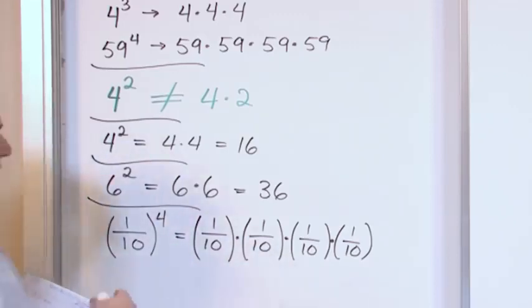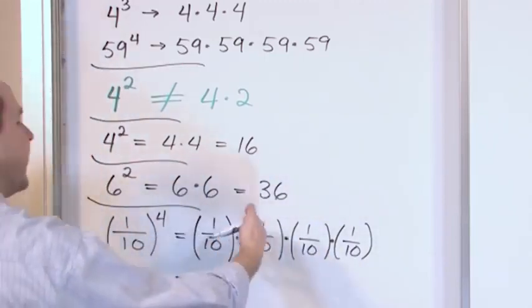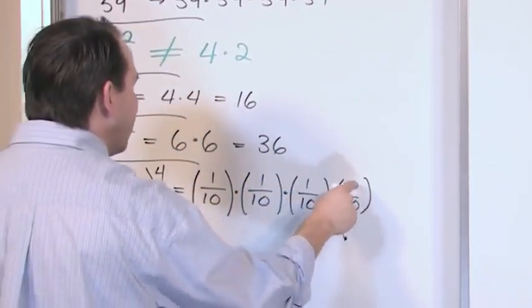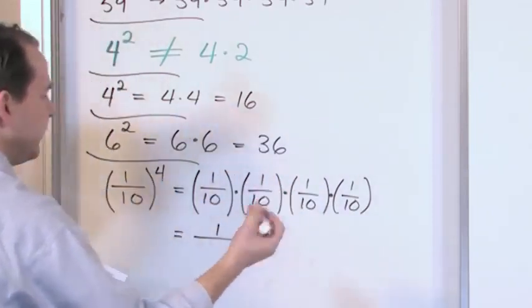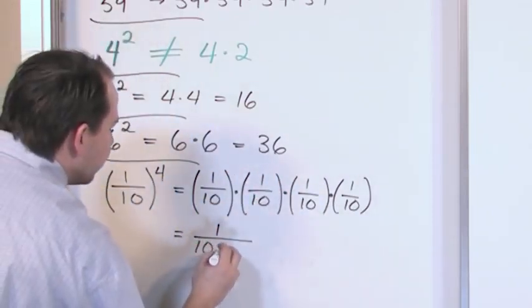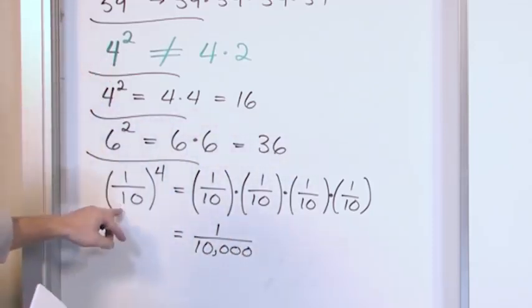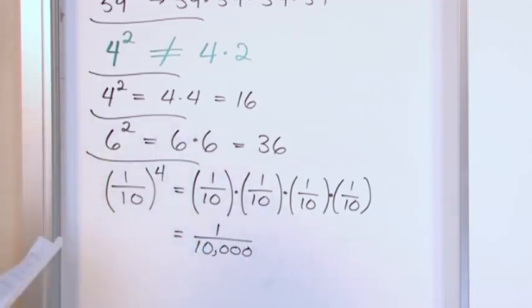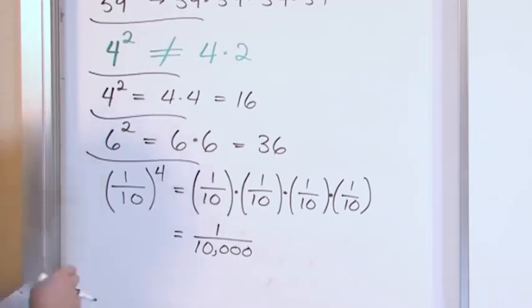Now, we have actually done this kind of multiplication in the previous section on fractions. You know that when you're multiplying fractions, all you do is multiply the top numbers. So 1 times 1 times 1 times 1 is just going to be 1 on the top. 10 times 10 times 10 times 10, if you do that in a calculator, is 10,000. So if you actually go to a calculator and take the fraction 1/10 and raise it to the 4th power, you're going to get the fraction 1/10,000ths, right? 1/10,000ths.